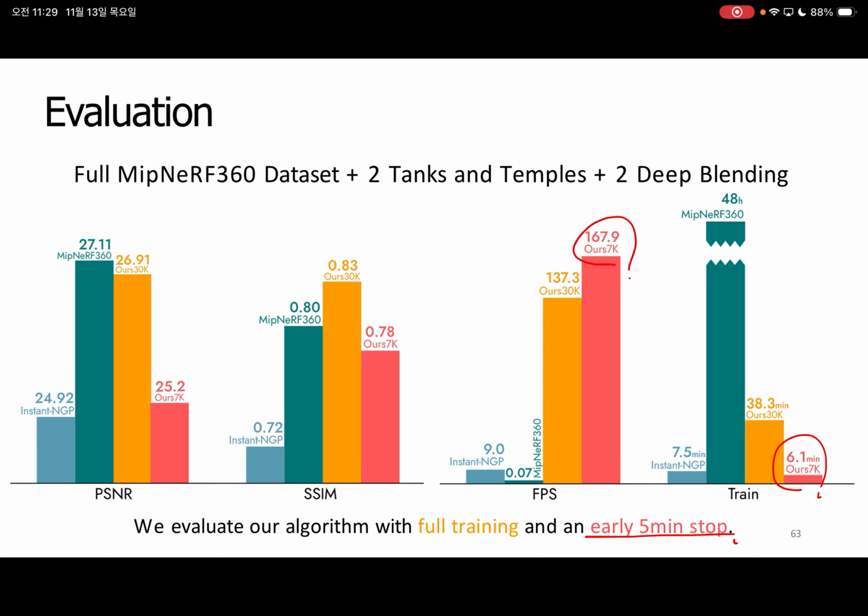In 5 minutes, the number of Gaussians is not very big, because densification is not done for enough iterations. So the rendering speed is a little bit faster than the fully optimized one. But the quantitative evaluation, the image quality, the rendering quality, is very good, even if we only train it for 5 minutes.